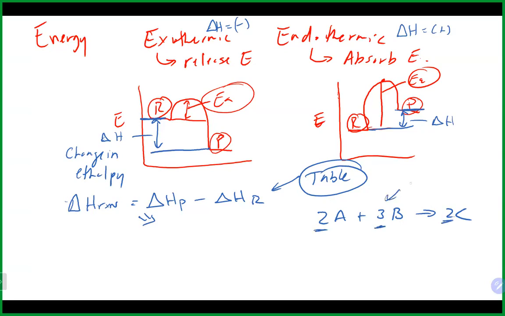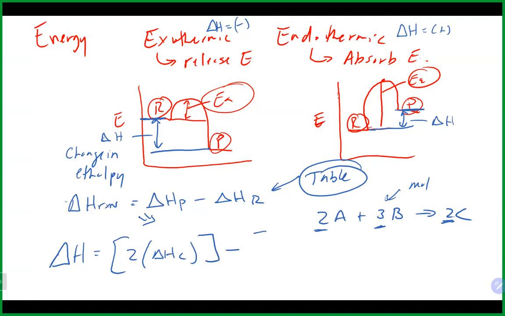These are what are referred to as the moles of each of those things. So if we were to do the calculation for this, we would take the delta H, which would equal our products. And on the product side, we have 2C. So we would take 2 times the delta H value for C that we would find in the table. That is all the products.